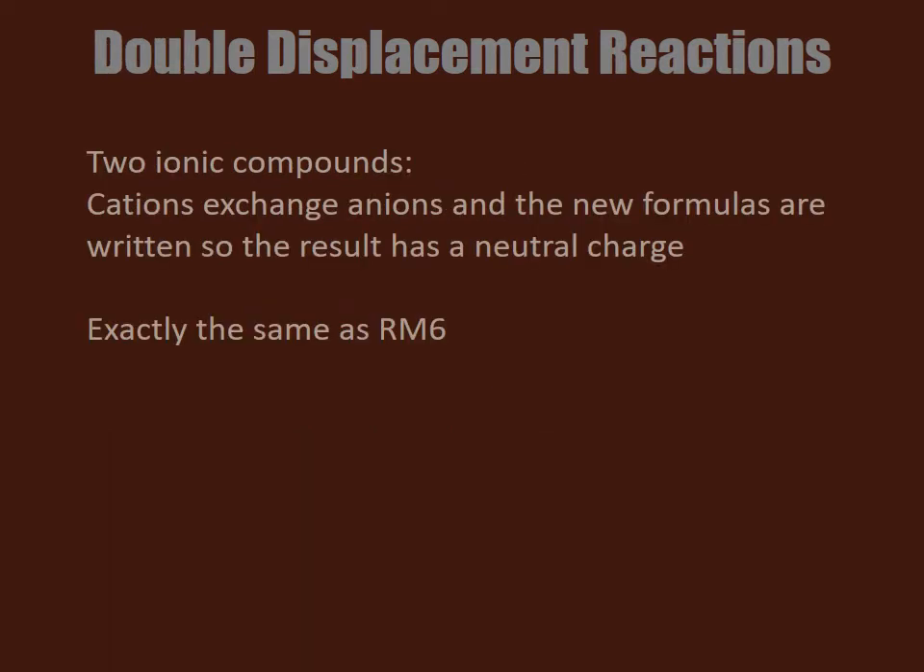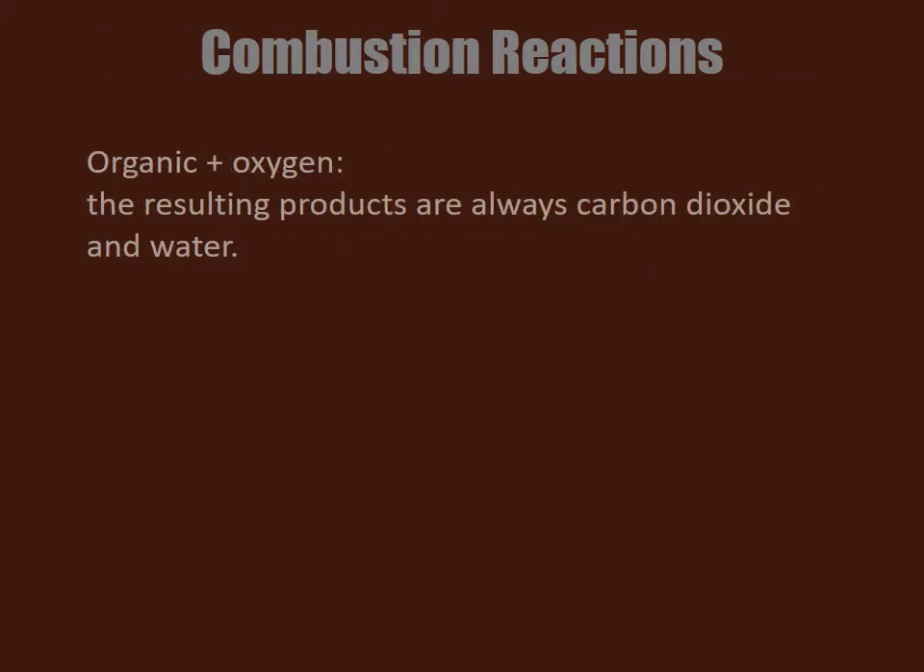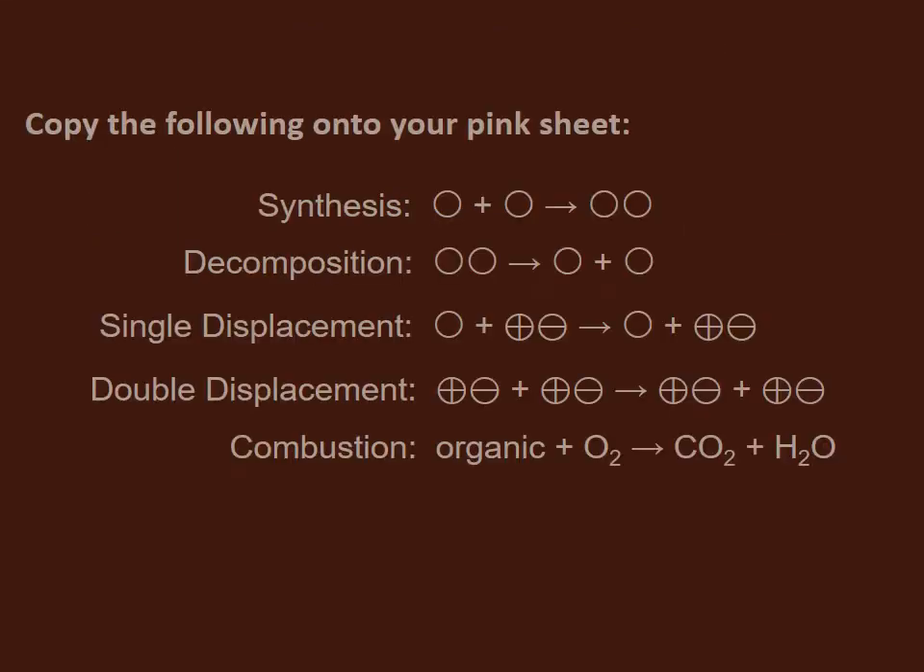Double displacement reactions. We have two ionic compounds. Cations exchange anions, and the new formulas are written so the results have a neutral charge. This is exactly the same thing that you did in the RM6 assignment. Combustion reactions, we always have an organic reacting with oxygen, and the resulting products are always carbon dioxide and water. I would like for you to pause the video and copy the following onto your pink sheet.